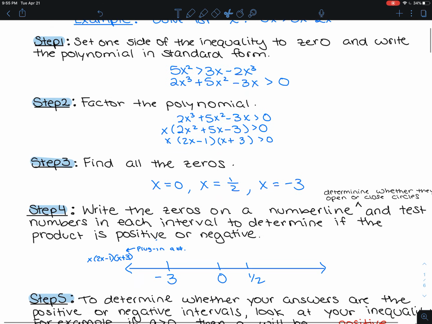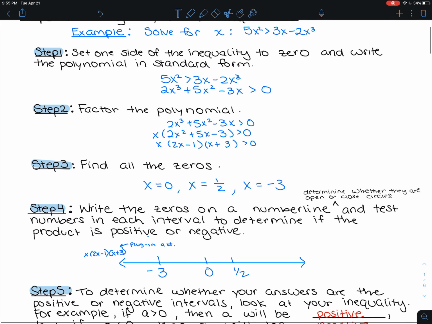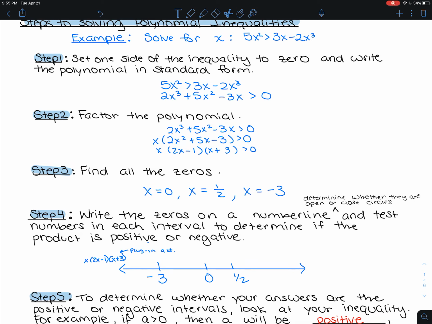Next, we write all our zeros on the number line. It is important to determine whether our zeros are part of our answers or if they're not. So in other words, should I write open or closed circles on -3, 0, and 1/2? To determine that, let's take a look at our inequality. From now on, I'm going to use the factored one. It's just nicer and easier to work with this one.